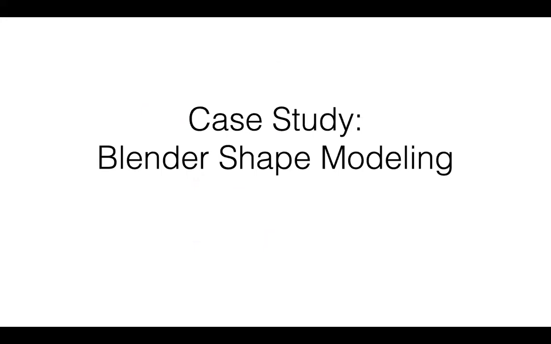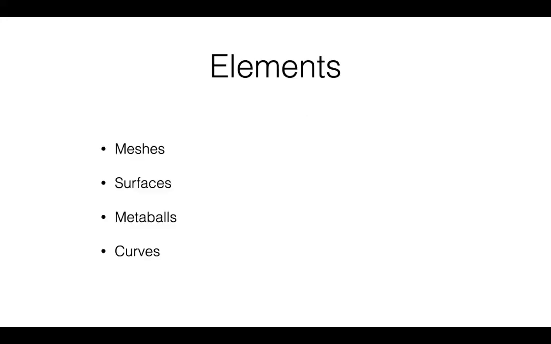And just to put all this together in a concrete example, I'll take as a case study the Blender application, which is very much used for graphics and also in machine learning, and see how the shape modeling is done in Blender. Here we see the elements that we can use in Blender, and basically we have what we have seen for these geometric representations.